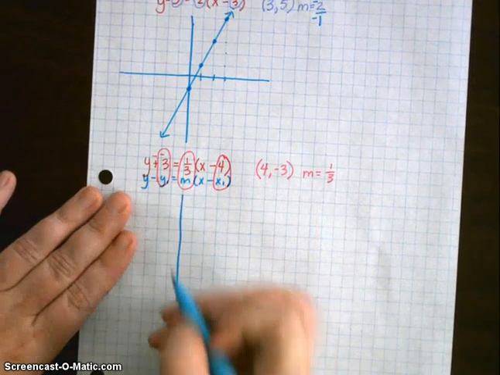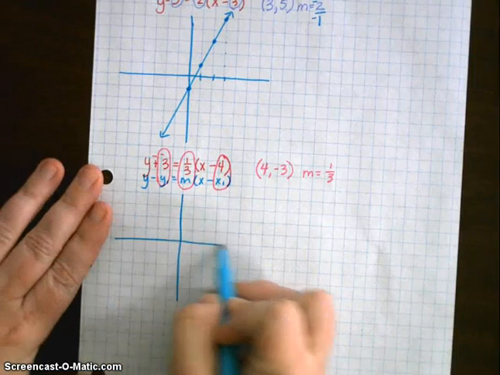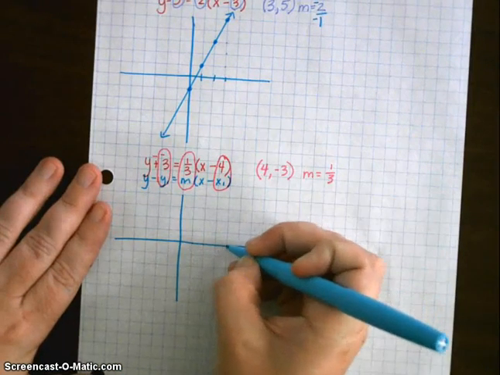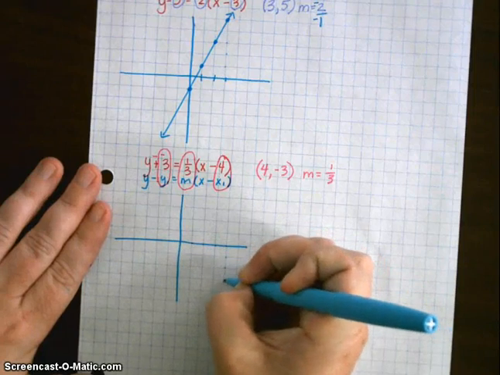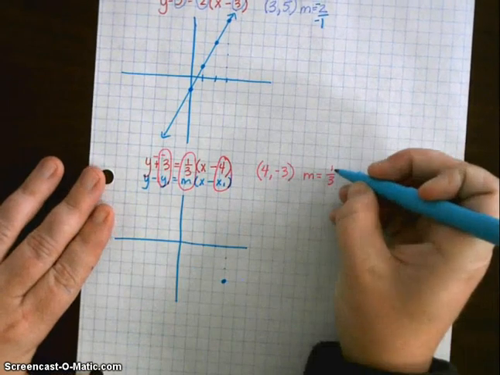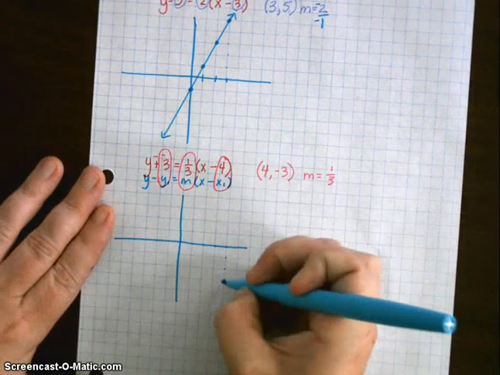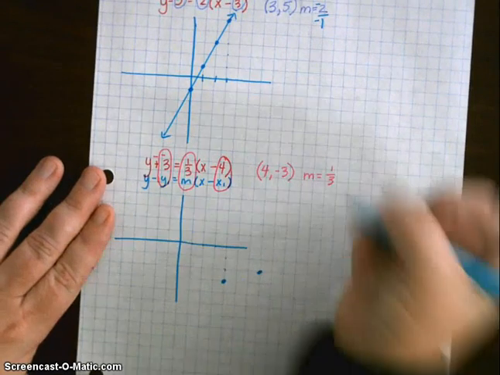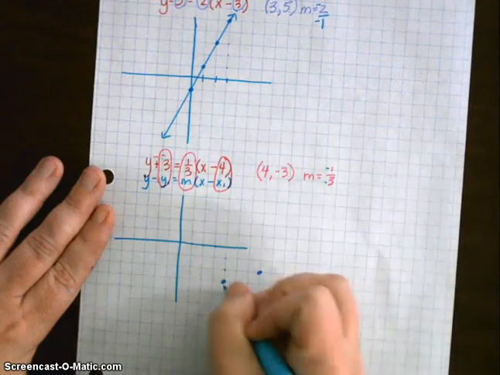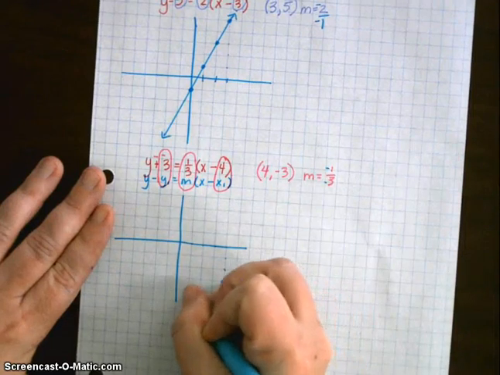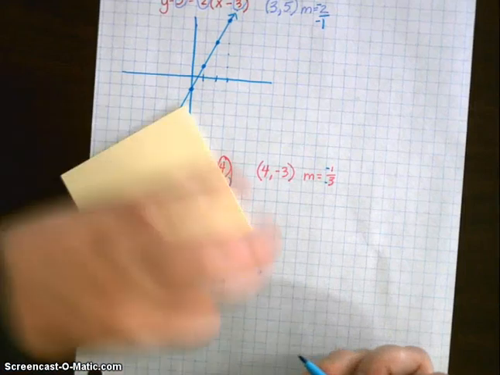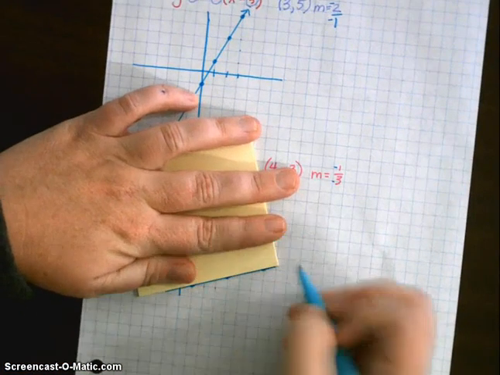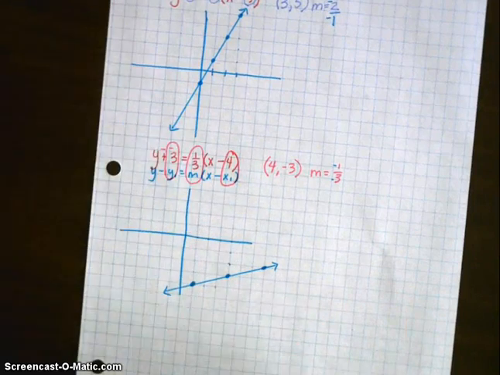I'm going to sketch my graph. I have the point 4, negative 3. That's 1, 2, 3, 4. Negative 1, 2, 3. That's my point. Rise 1, run 3. So rise 1, run 1, 2, 3. Or if I can't do that, I can make them both negative. Down 1, 3 to the left. I have enough points now that I can connect my line. And I extend and draw arrows on the ends.